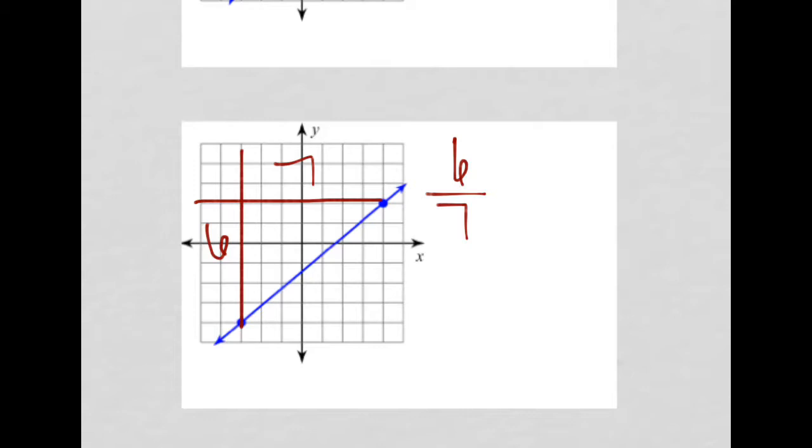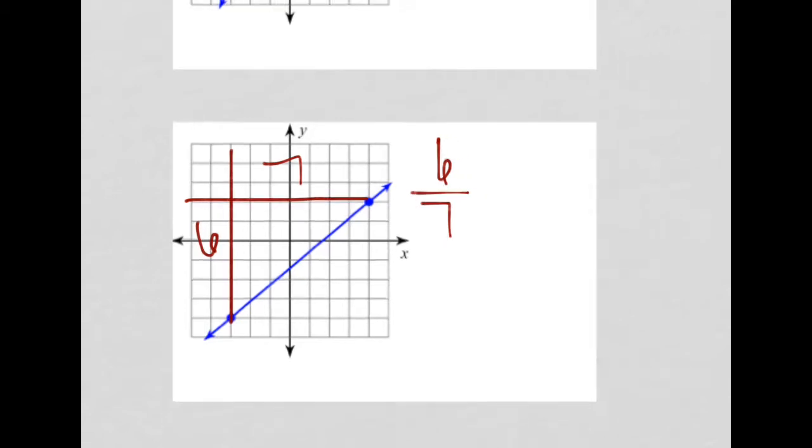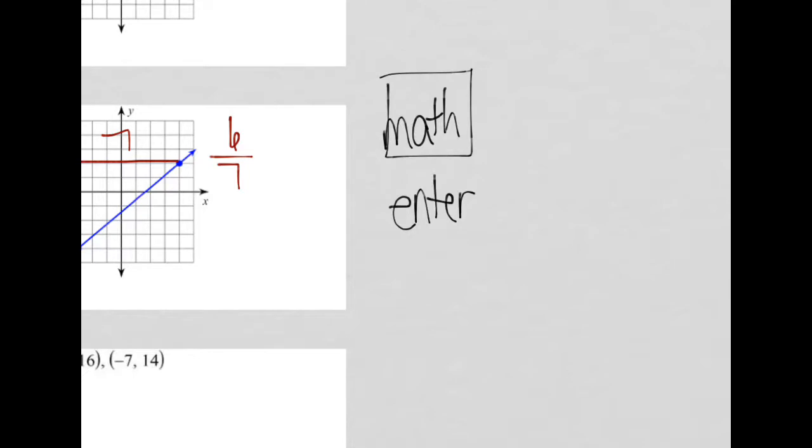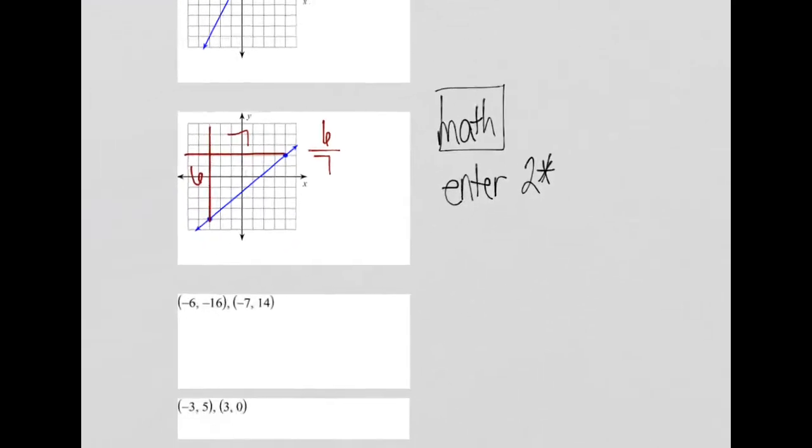As a reminder, if you're curious on whether or not something reduces and don't know how to use your calculator correctly, press the math button, and then enter 2 times. And that will tell you whether or not it reduces.